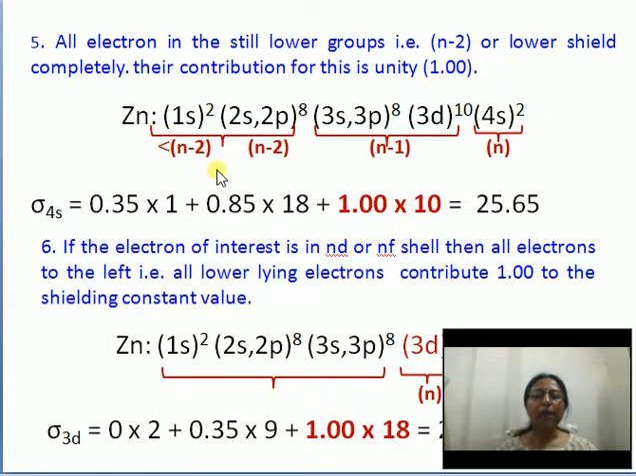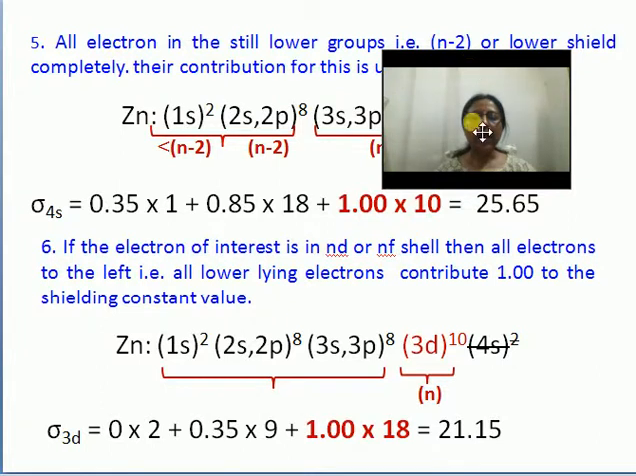So what will happen for that? We have to multiply this number of electrons value with 1. Here you see 8 plus 2, it is 10 electrons, and the value is 1 for the screening constant, and this gives rise to the total value of sigma as 25.65.